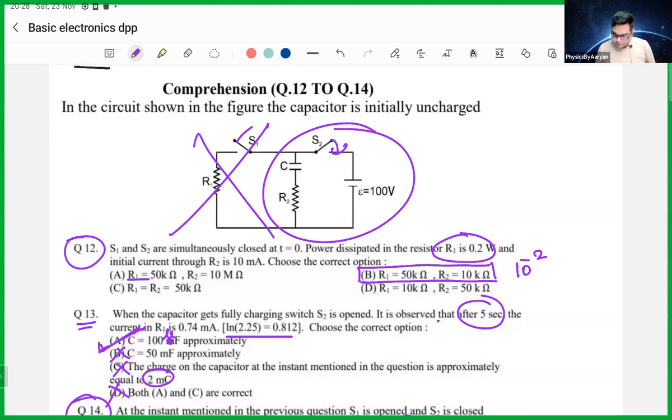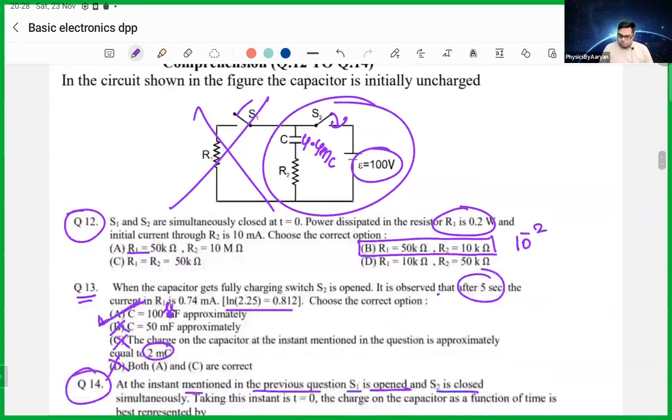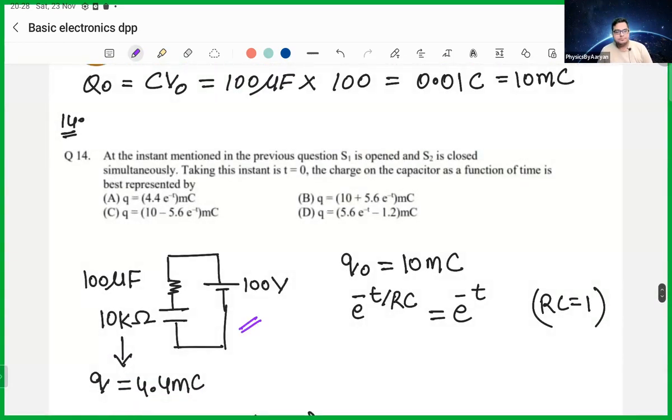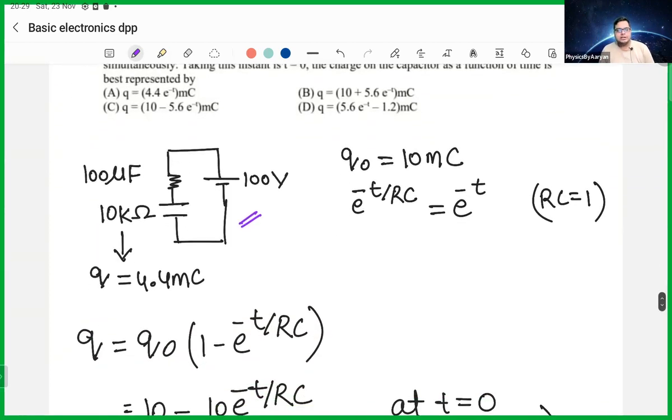When I put the plug, the charge on this was 4. It was not completely discharged. The charge on this was 4.4 millicoulomb, sorry. And R2 I know, and this I know. So let's make this circuit. Okay? So this is your circuit. So again, this is again a charging circuit.